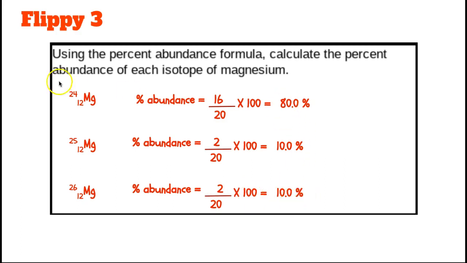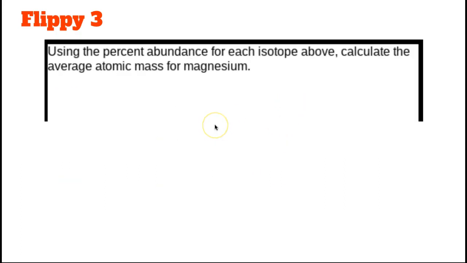So 80% had a mass of 24, 10% had a mass of 25, and 10% had a mass of 26. So why do we care about this? What we're going to do is use these percentages to figure out the average atomic mass of magnesium. So average atomic mass is equal to the mass number times the percent.